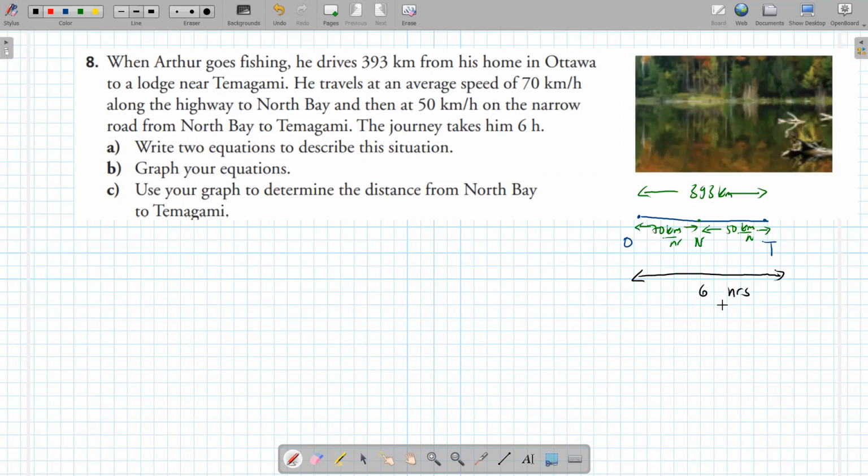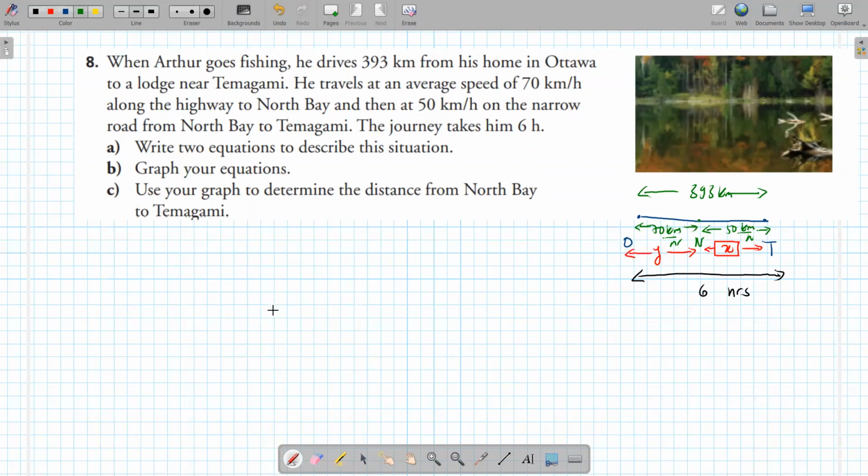All right, so what are they asking us? I'm gonna first see what we need to put x as. It says use your graph to determine the distance from North Bay to Temagami. So we're gonna say, see this distance here? North Bay to Temagami, that is going to be x. So that means our y is going to be the distance from Ottawa to North Bay.